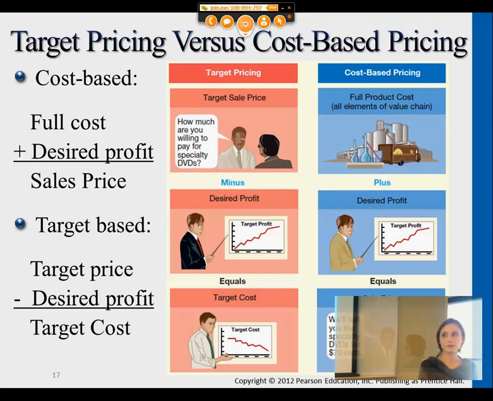So how is it different from the target-based? I'm going to have some target-based price in mind. One can be set by a leader in the industry, and one is set by a follower. That's an interesting example. So your target base is going to be your target price. You'll subtract your desired profit, and that's how your target cost is estimated. Why would you use target pricing?